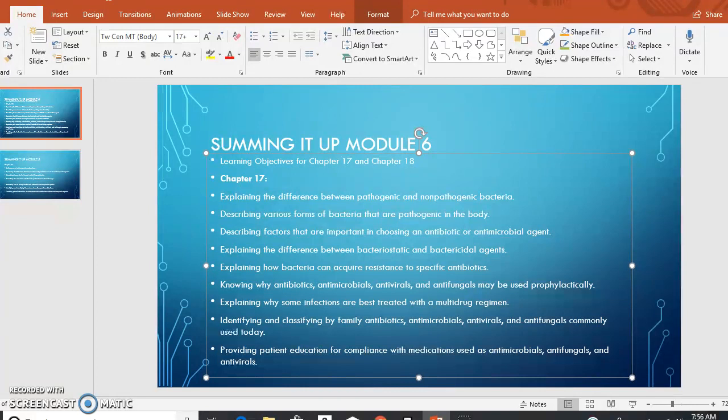We're able to identify and classify by families the antibiotics, antimicrobials, antivirals, and antifungals commonly used today. And again, one of the most important things that we do is patient education. So we're able to provide patient education for compliance with medications.